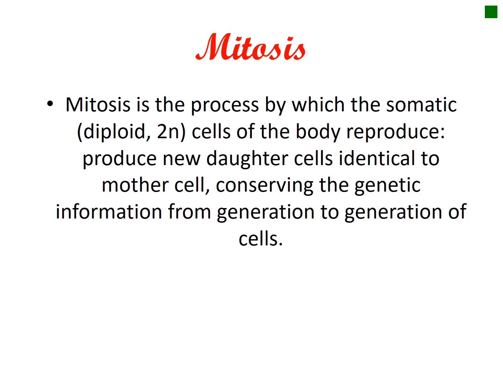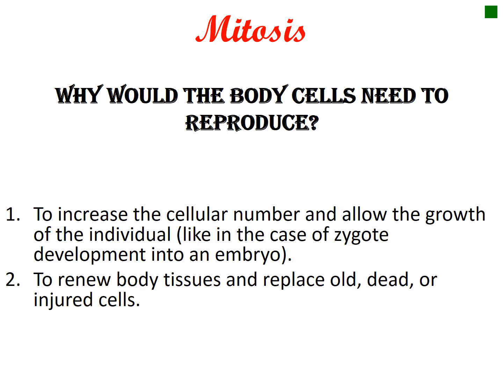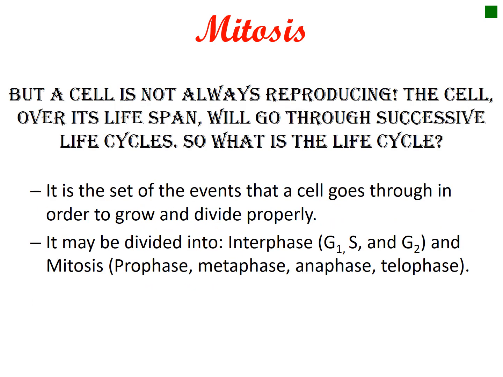Mitosis. Mitosis is the process by which the somatic cells, pay attention to the word somatic, meaning body cells, divide and undergo the process to produce new daughter cells. These daughter cells are identical, similar to the mother cell, having the same genetic information from one generation to another. Why do the body cells need to reproduce? First, they need to increase the cellular number and allow the growth of the individual, like the case of the zygote becoming an embryo, or to renew the body's tissues and replace the old, injured or dead cells. Mitosis is found in the body but is not always occurring.